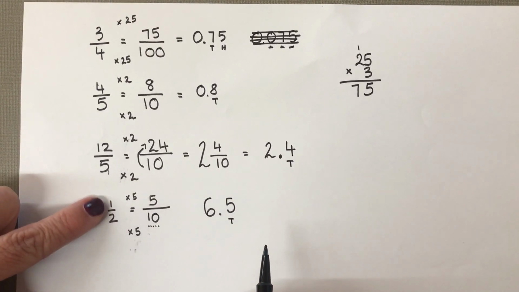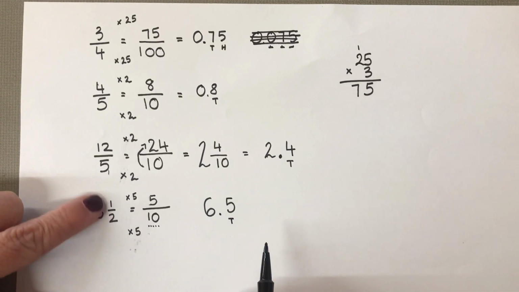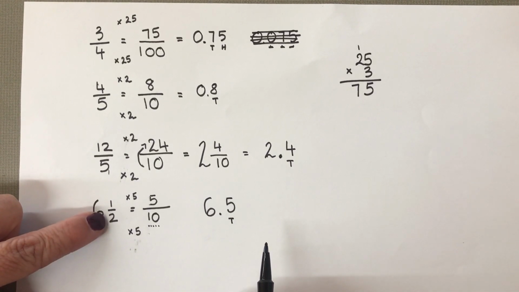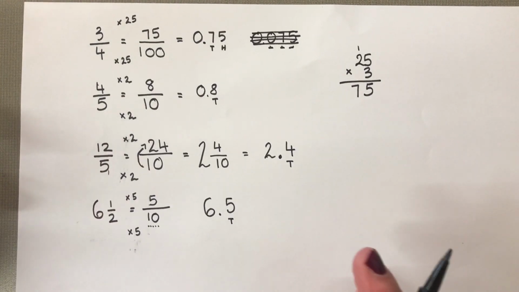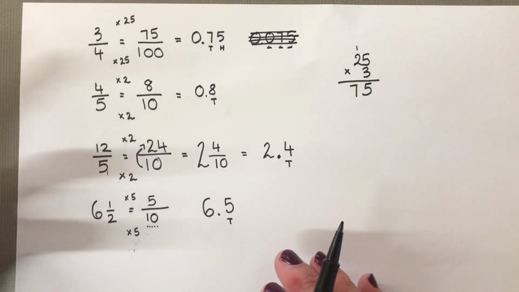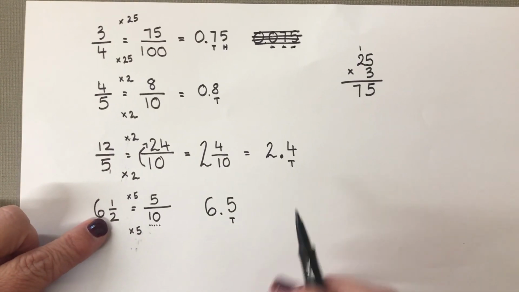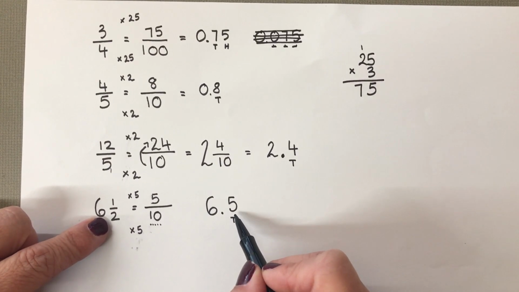And just a little trick, if you ever see a fraction that is a half, like 4/8 or 6/12 or 5/10, or 7/14, then you know that it's always going to be 0.5 as a decimal.